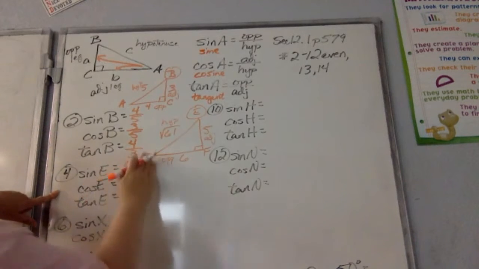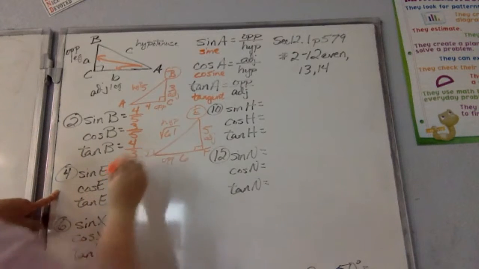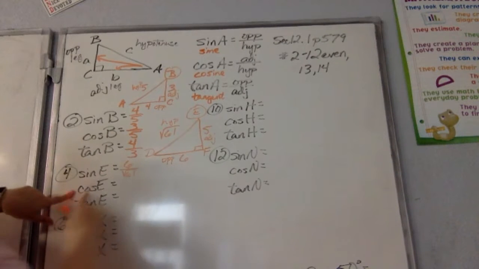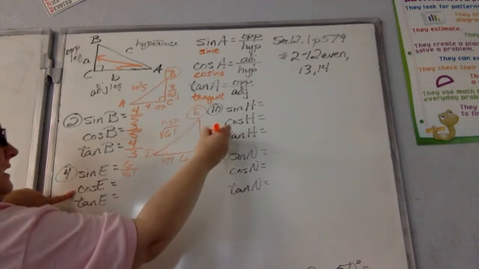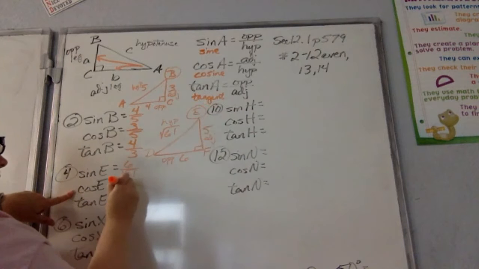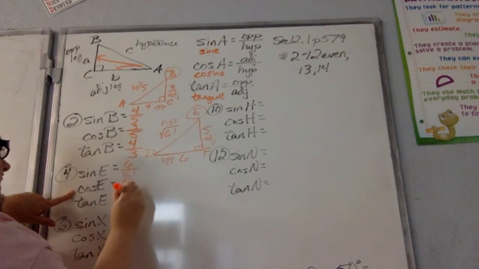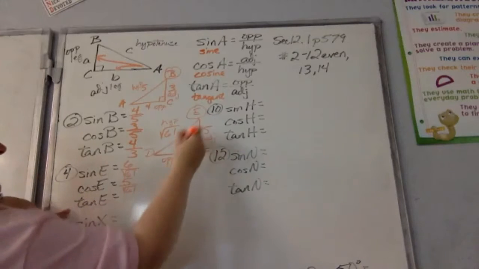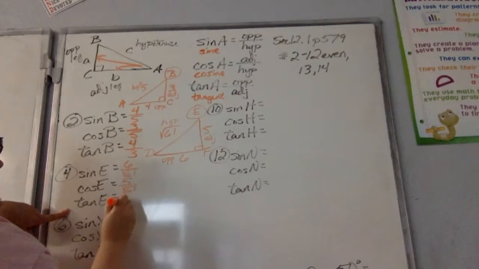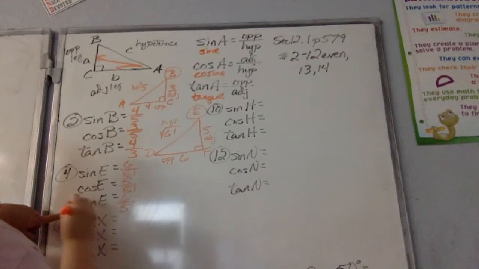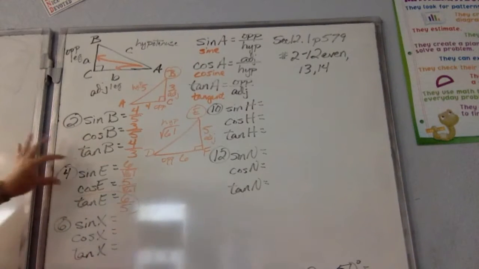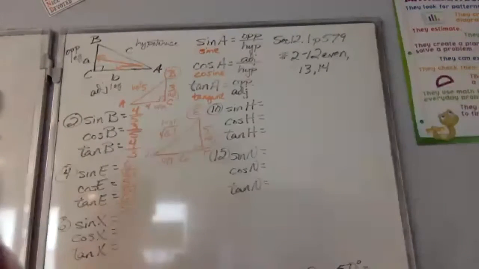Now we're going to have to come back and talk about that a little bit more in a minute, but right now let's just get them written. Cosine of E. Cosine is adjacent over hypotenuse, so it's 5 over square root of 61. And then our tangent is opposite over adjacent, so it's 6 over 5. So that one was easy. These two, we have to do a little bit more work.